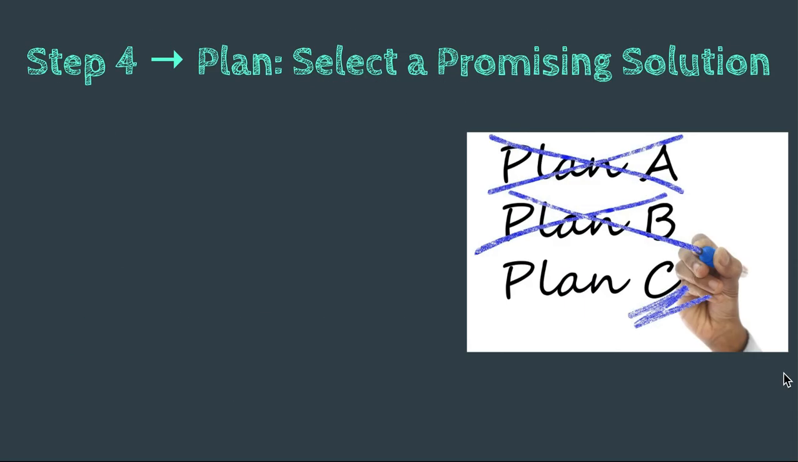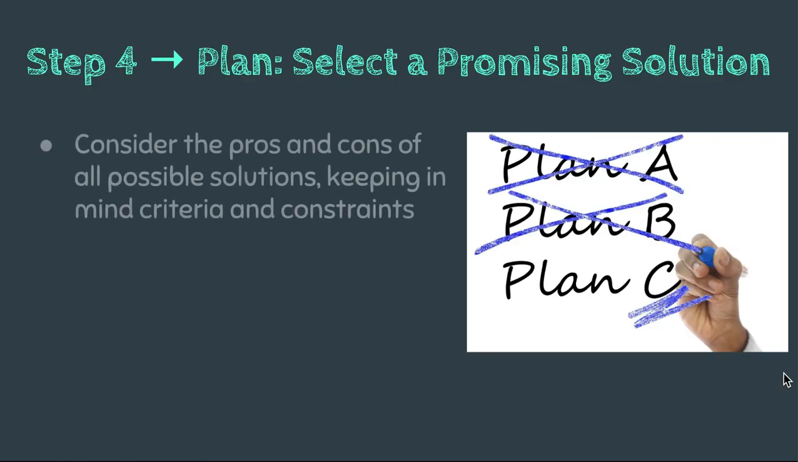Step 4 is plan or select a promising solution. So you want to take a look at your brainstorming ideas. Typically, when we brainstorm in class, we create at least 2 different ideas. Really, I like to push you guys to come up with as many detailed ideas as possible for a solution. But you want to sit with all of those different ideas.